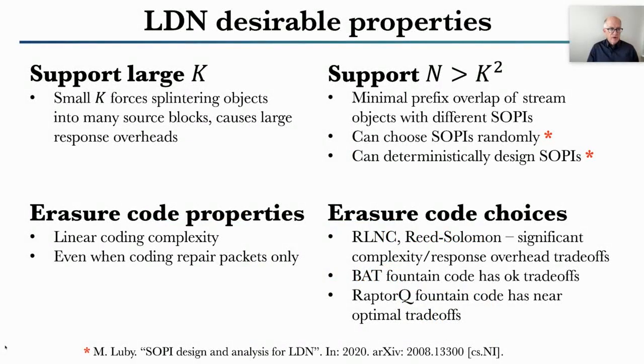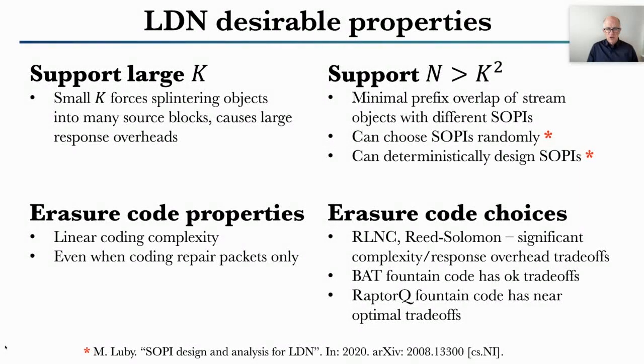LDN desirable properties are to support large k. Small k forces splintering of objects into many source blocks, which causes large response overheads, which is to be avoided. Support for n bigger than k, in particular n bigger than k squared, is a good choice. This allows minimal prefix overlap of stream objects with different SOAPys.